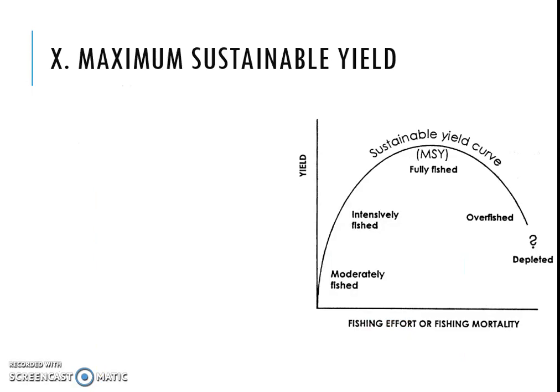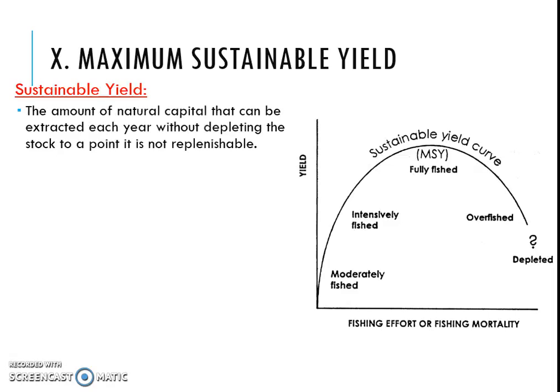To help us with that, we can think about how much we really should be fishing, which is called maximum sustainable yield. Sustainable yield is defined as the amount of natural capital or natural resource that can be extracted within a single year without depleting the original amount or stock to the point where it's non-replenishable. So how much fish can I fish without making it so I won't have enough fish for the future? We did this with our goldfish activity at the beginning of the year.